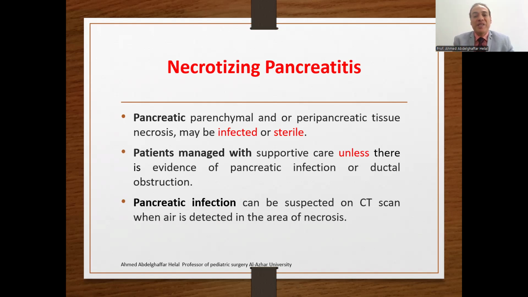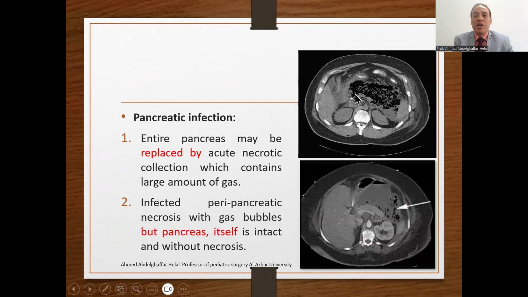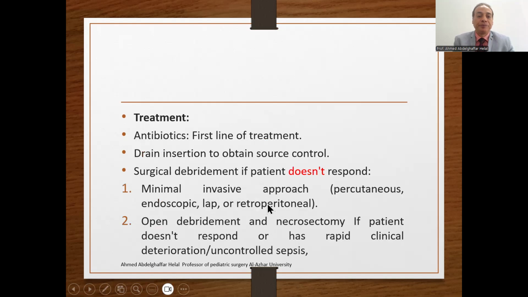Pancreatic infection can be suspected on the CT scan when air is detected in the area of necrosis, like here. You can show this CT scan. There is entire pancreas replaced by acute necrotic collection which contains a large amount of air. Here, there is infected only peripancreatic necrosis with some gas bubbles, but the pancreas itself is intact and without necrosis.